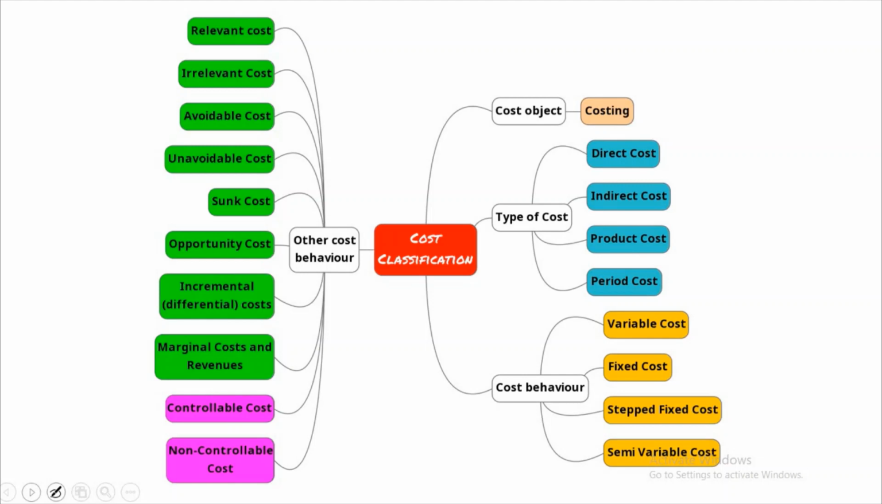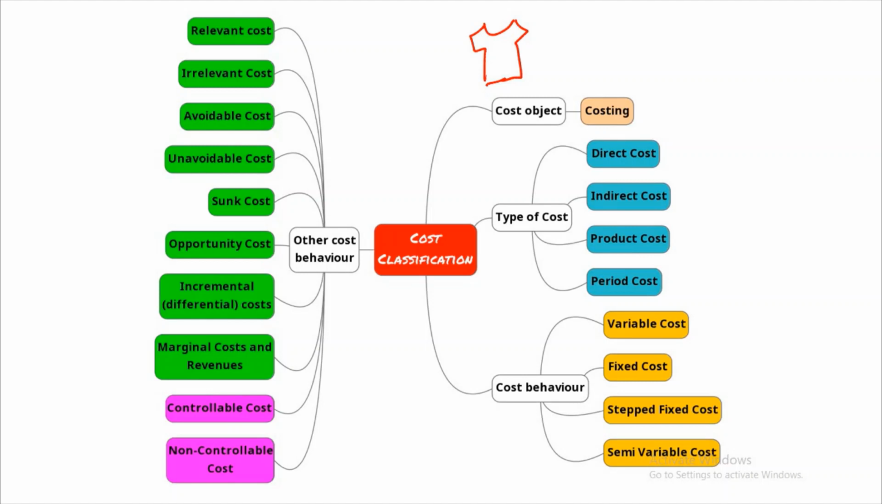So basically, a cost object is an activity for which a separate measurement of cost is desired. For example, there is the cost of a product or the cost of rendering a service. So let's say your company were to produce t-shirts. This t-shirt would be the cost object, which means whatever activity we do with this t-shirt has a separate measurement of cost.